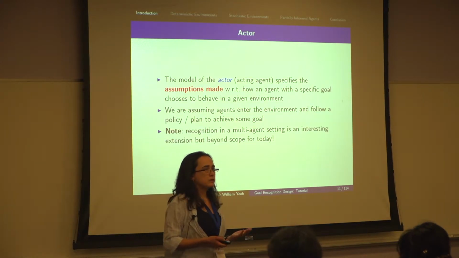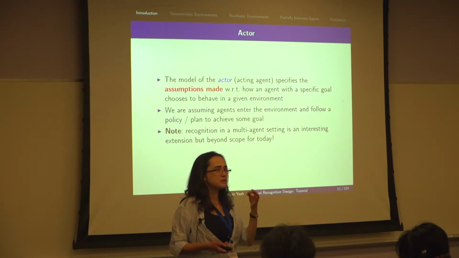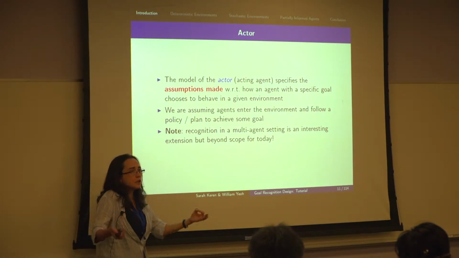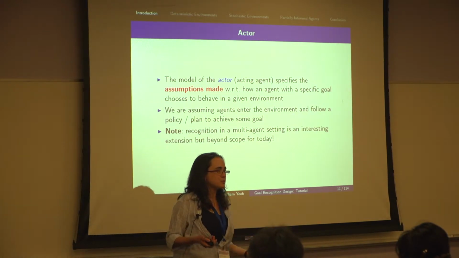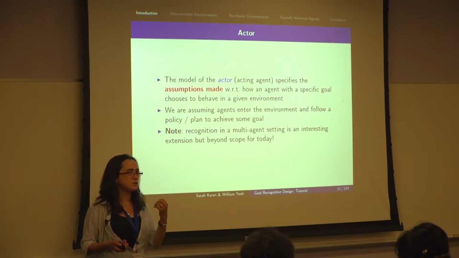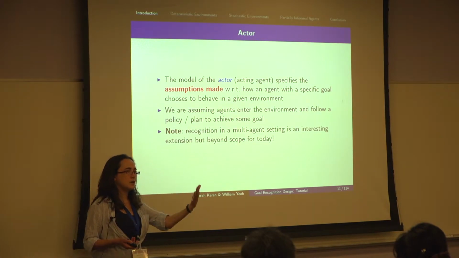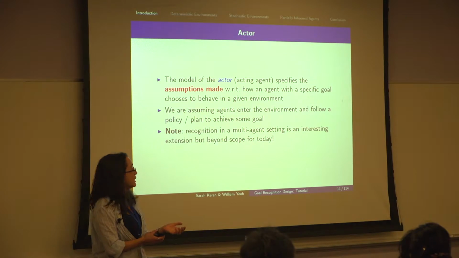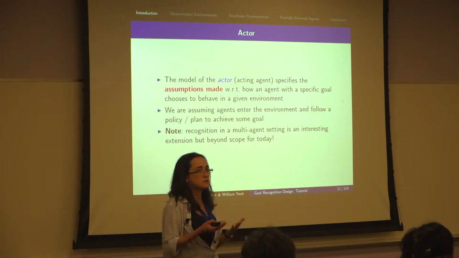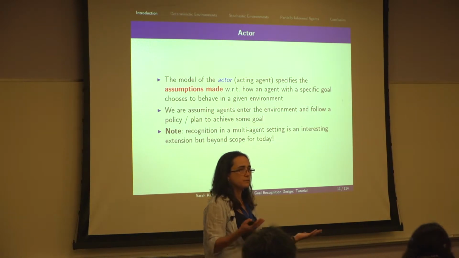The actor, and this is a subtle point here, the actor specifies the assumptions made by the recognizer about the actor. This is not necessarily the way the actor is behaving, but the actor component specifies the assumptions that are made by the observer about how an agent plans to achieve its goal. And for example, if I'm assuming that an agent is optimal, then that's the way I'm going to interpret its behavior. Okay?